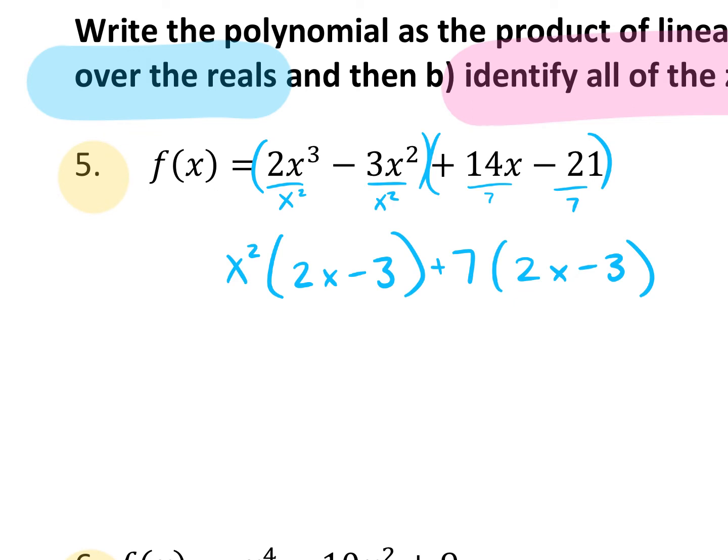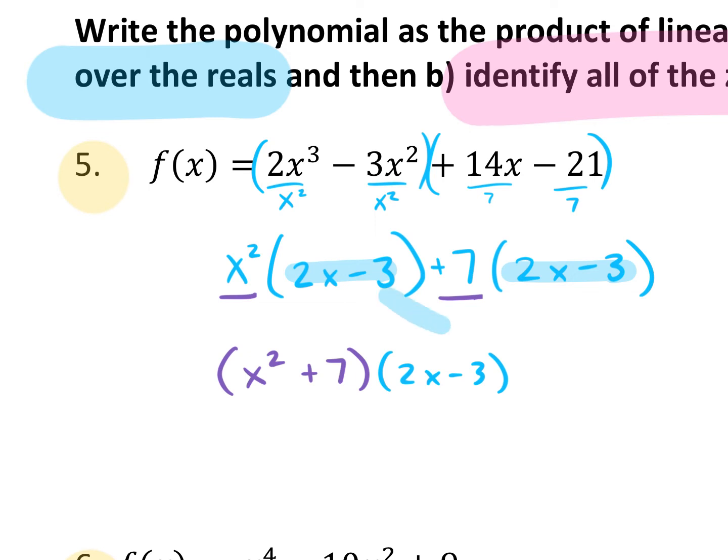What can I do next? So x squared plus 7 go together in one group. X squared plus 7. And then my other group is 2x minus 3. Your inside parentheses have to be exactly the same in order to factor by grouping. And you end up with just one of them.